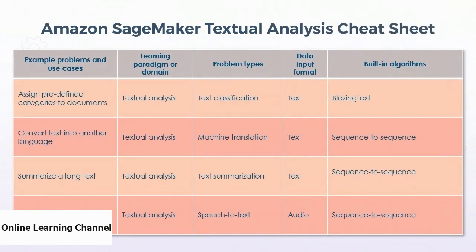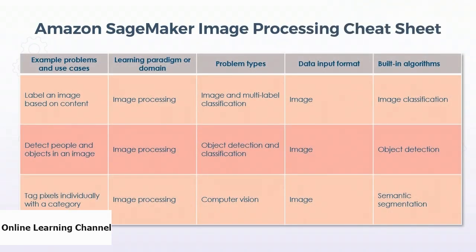Let's look into the cheat sheet for SageMaker textual analysis. If you're trying to assign predefined categories to documents, you have BlazingText as a service. If you're trying to convert text into another language, you have the sequence to sequence model. Same with summarizing a long text, you have the sequence to sequence model. If you're trying to convert audio to text, you have again sequence to sequence. And finally, for the image processing cheat sheet, if you're trying to label an image based on content, you have the image classification algorithm. If you're trying to detect people and objects in an image, you have the object detection algorithm. And finally, if you're trying to tag pixels individually with a category, you have semantic segmentation available as built-in algorithms.